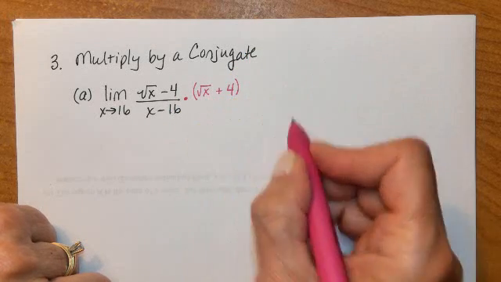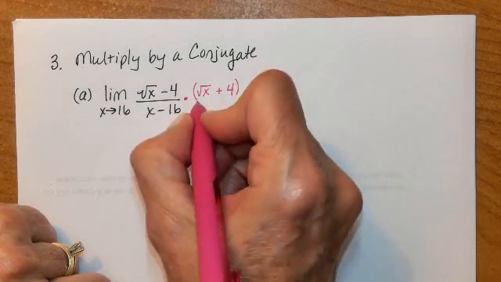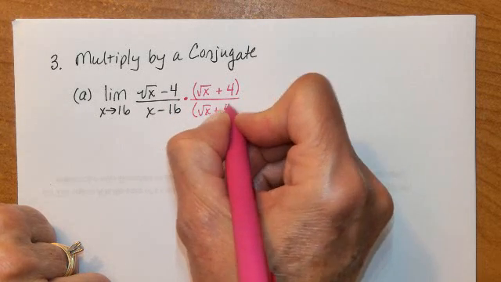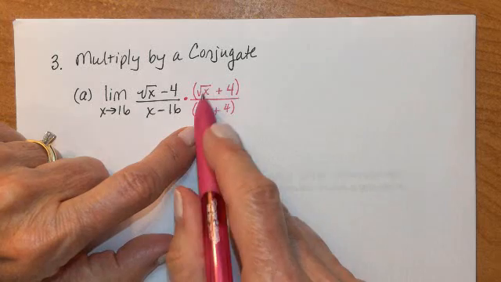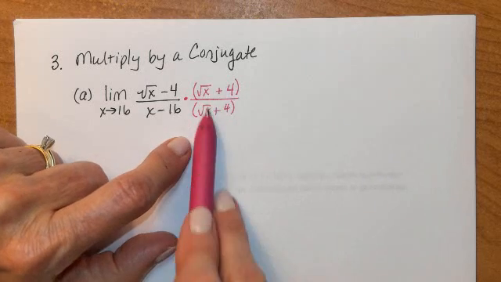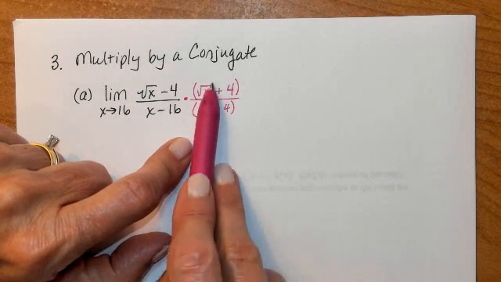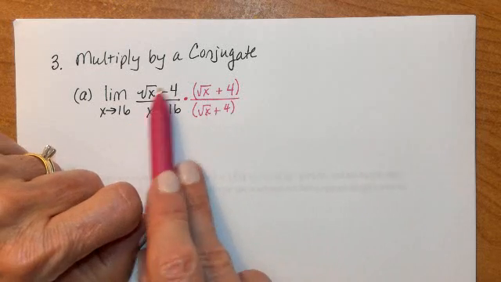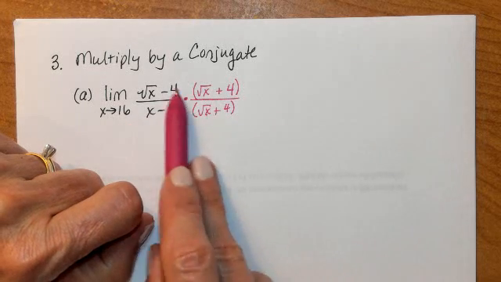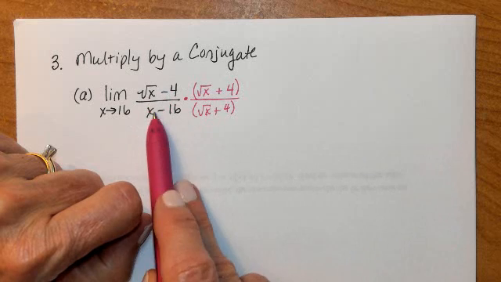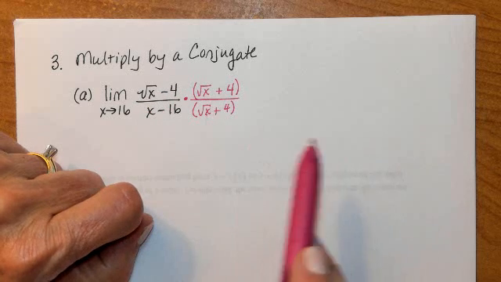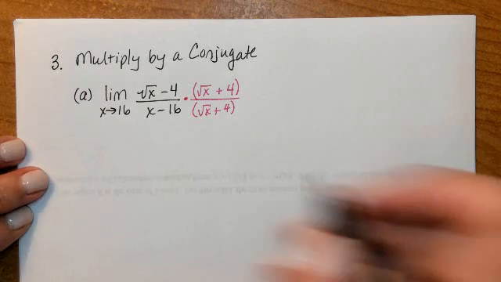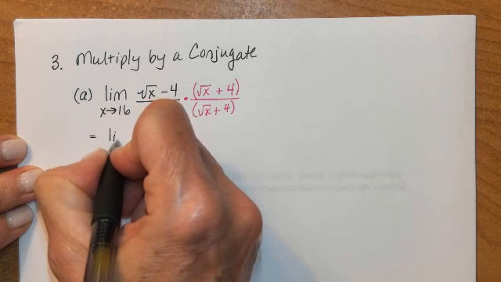But I cannot just come in and multiply by that. Whatever I do on top, I have to do on the bottom. This way, I'm multiplying by 1. This is just 1, right? It reduces to 1. So I'm multiplying this by 1, which does not change the value of it. We do not want to change the value of this function. Multiplying by 1 will not change the value. Okay, so I'm going to come in here. Let's multiply this out.